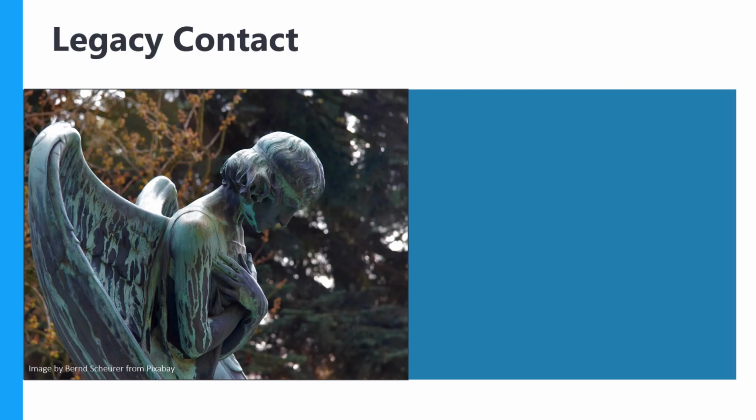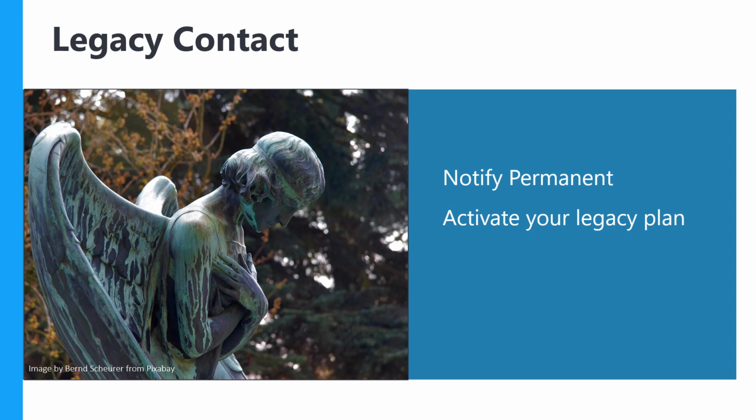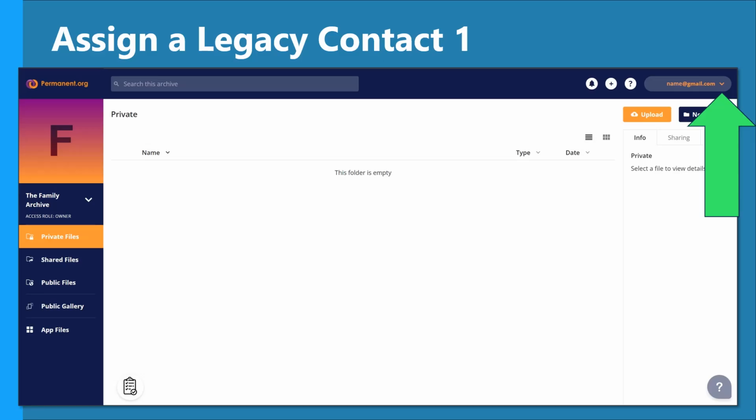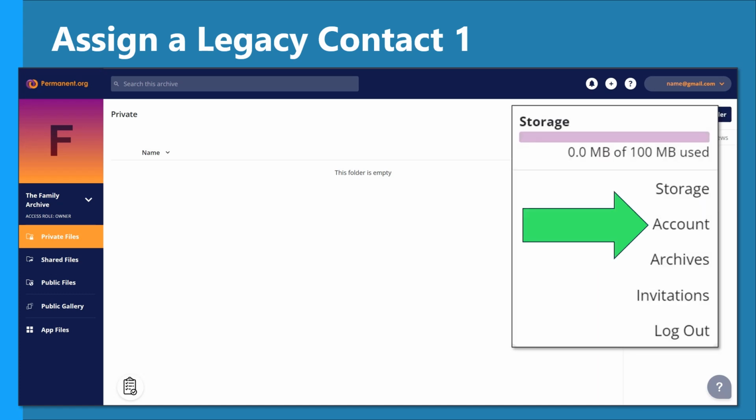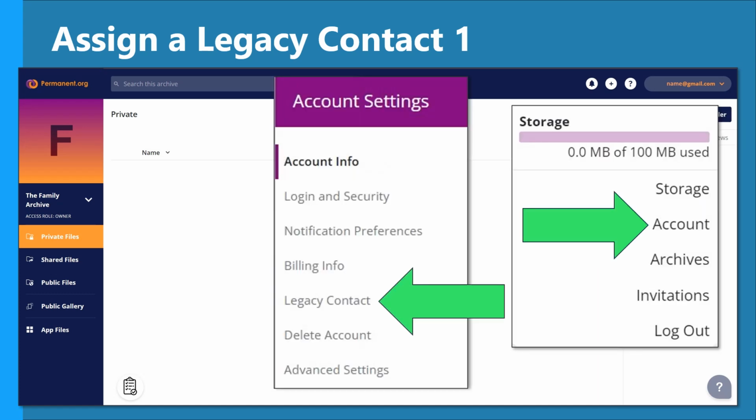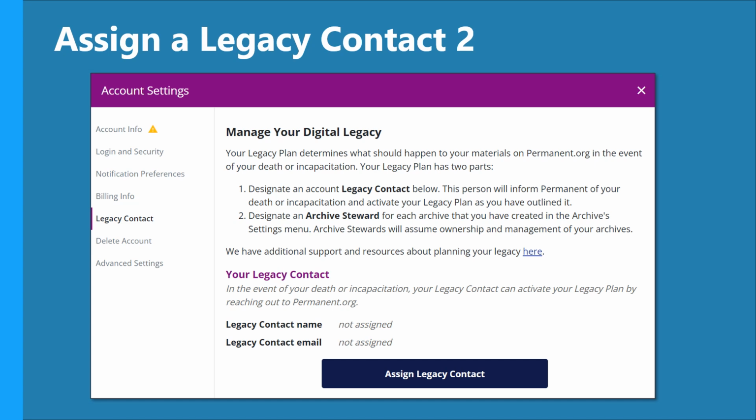The best thing about setting up a personal digital archive is the ability to nominate a legacy contact. This is the person who will notify Permanent of your demise, which in turn will activate your legacy plan. To assign your legacy contact, choose the same drop-down menu as before. This time select Account, which takes you to your account settings, where you choose Legacy Contact, which opens this page.